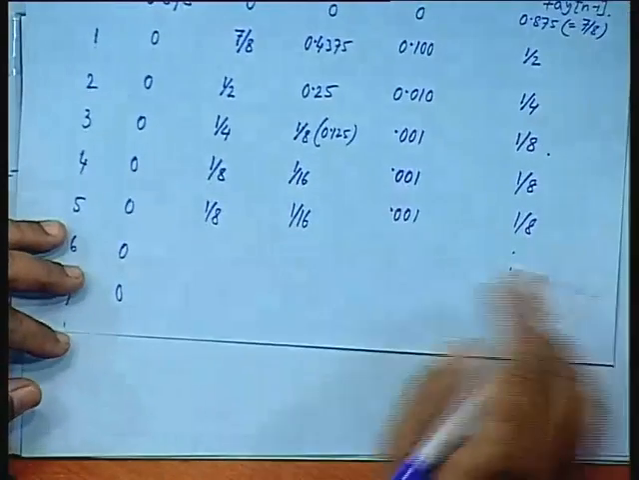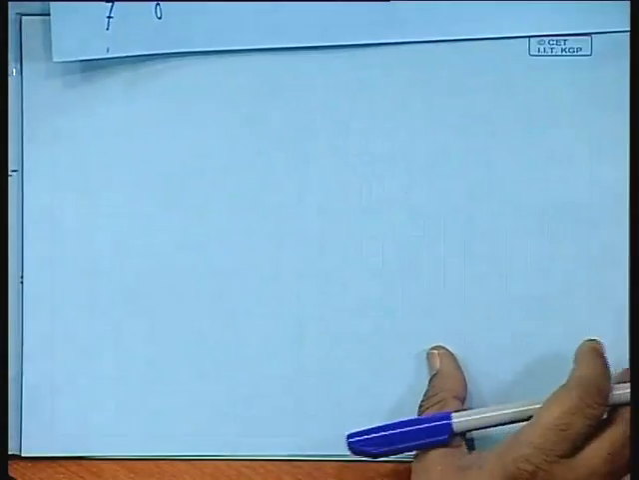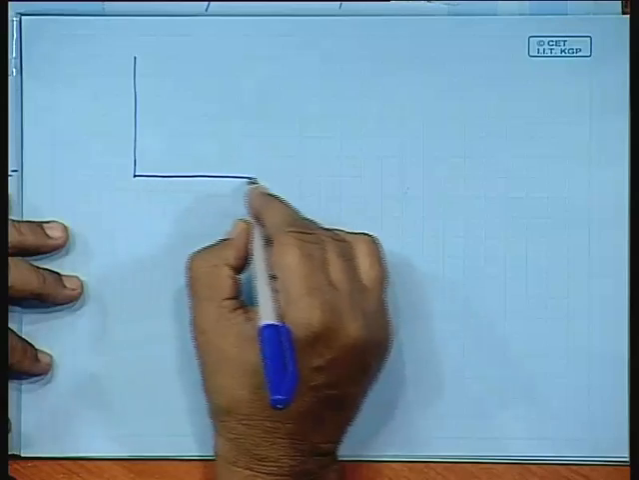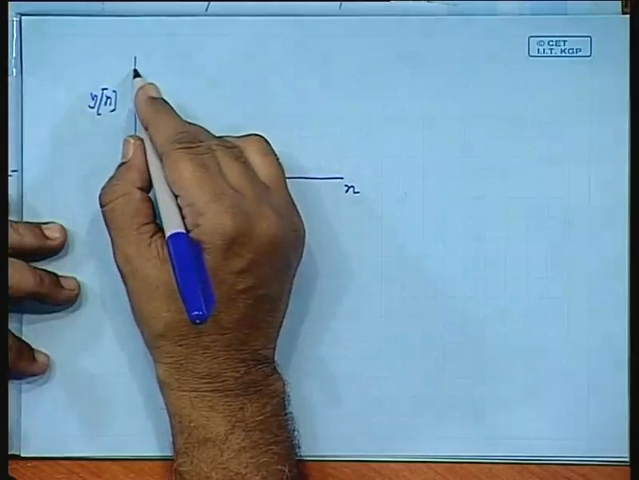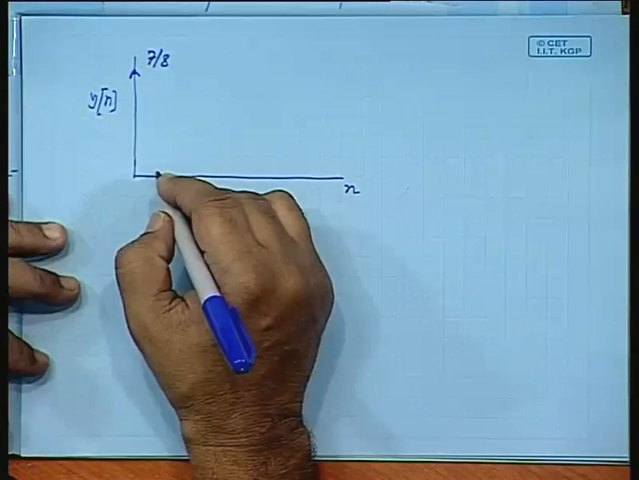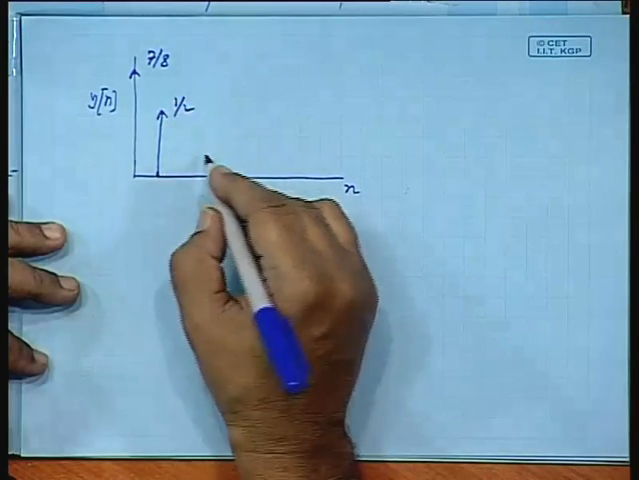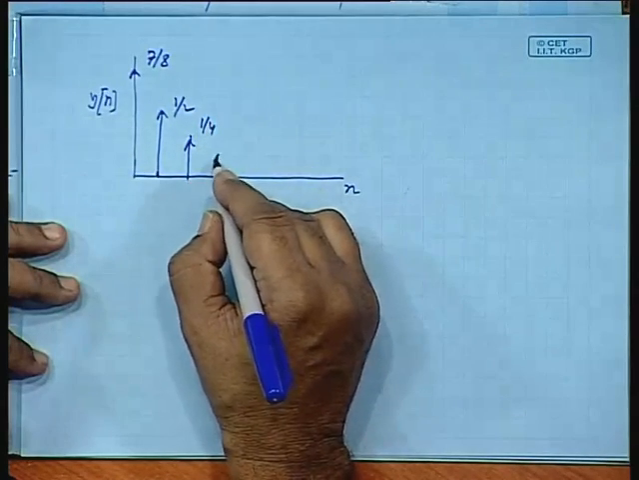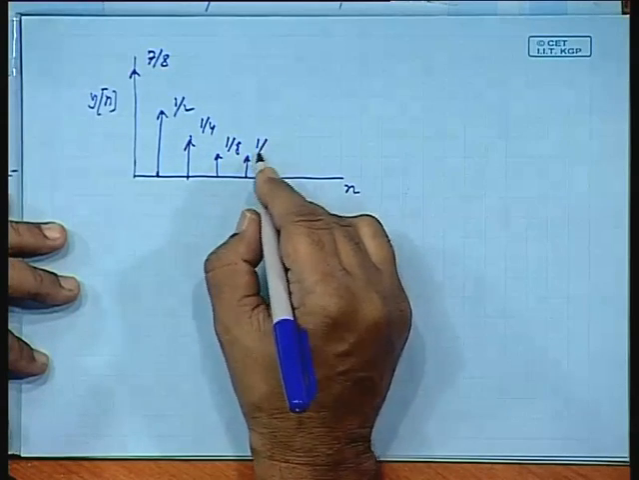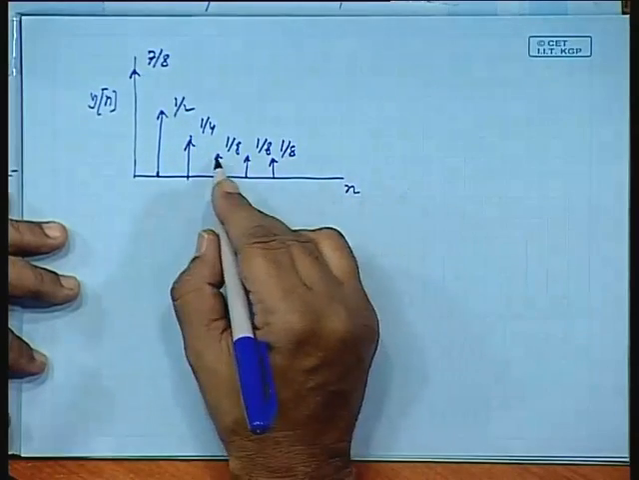What will this look like? The same thing continues. So, if you look at the output function n, y n, it started off with 7 by 8, this is not to scale. Next it was half, next it was 1 by 4, then 1 by 8, 1 by 8, 1 by 8. It is not decreasing progressively afterwards, it is remaining steady here.